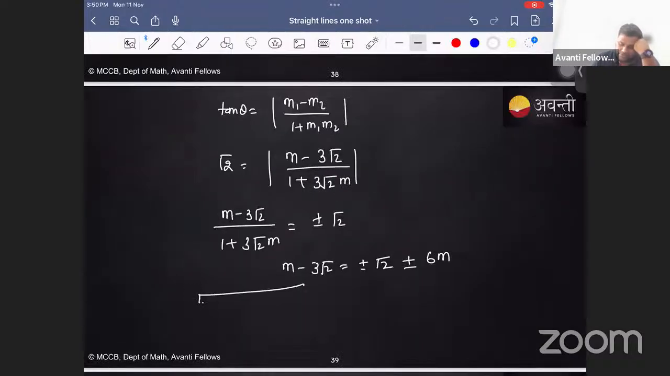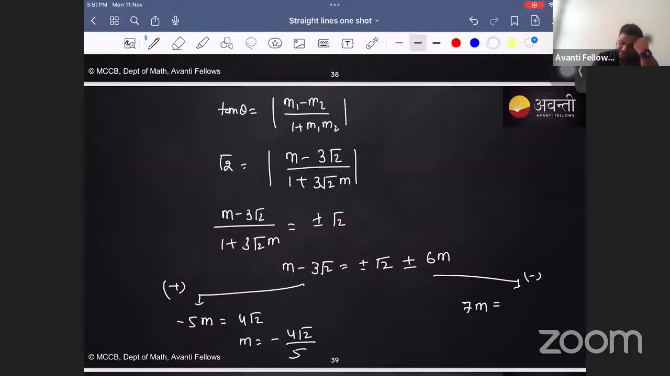Now if I take positive sign, I get -5m is going to be 4 root 2. So in that case, m is going to be -4 root 2 upon 5. Now if I consider negative sign, then 7m will be 2 root 2. So in that case, m will be 2 root 2 by 7.